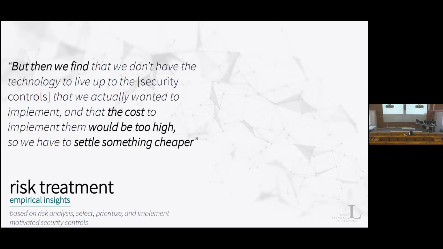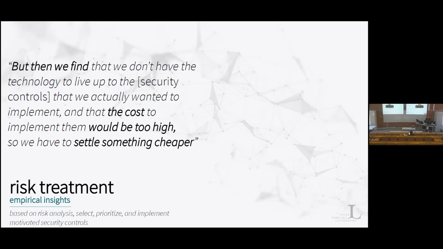The last risk management activity that I looked at, risk treatment. Here we have one quote from one of the respondents or practitioners: we found that we don't really have the technology to live up to these security controls that we actually wanted to implement, and that the costs of implementing it would be too high. So we had to settle for something cheaper. But again, two of the organizations that I studied described a scenario where they had gone through all the activities. They had identified the assets that they had. They had conducted the risk analysis. And based on the risk analysis, they had come up with a set of security controls that they wanted to implement.